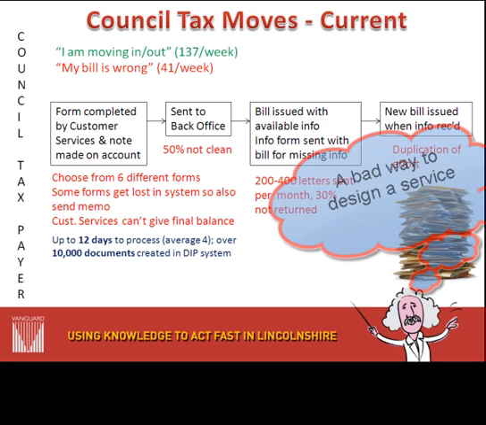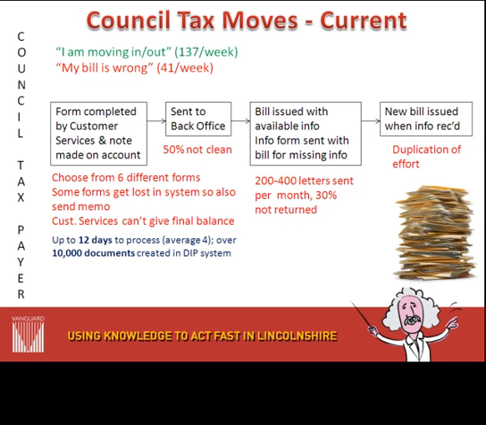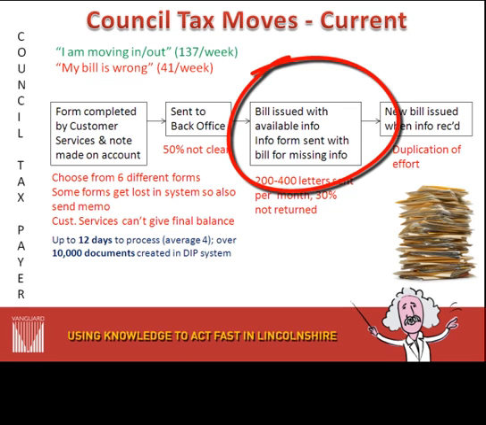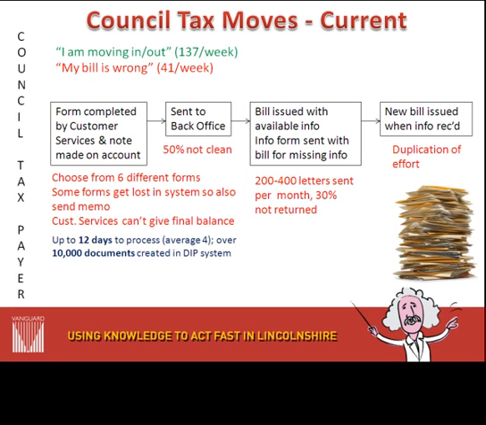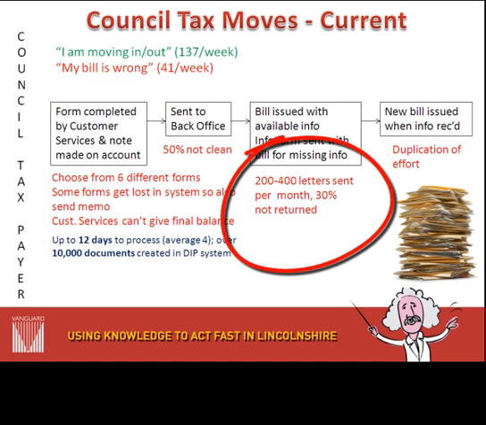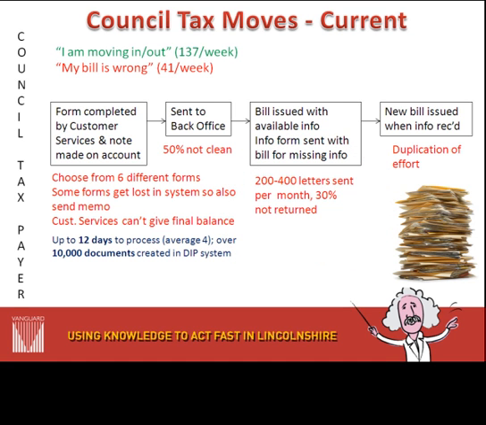So what you see is you have this front office, back office split. It's sent to the back office because of the issues at this front point. 50% of the forms are not clean. At this point, a bill is issued with all the available information. And also, if there is missing information, then a form is sent out to clean the form up. And what you can see in red is that there are 200 to 400 letters sent per month in order to try and clean up the form, 30% of which are not returned. And eventually a new bill is issued when the information is received, which is a massive duplication of effort. It takes up to 12 days to process this with an average of 4, and there's been over 10,000 documents created in the document image processing system.